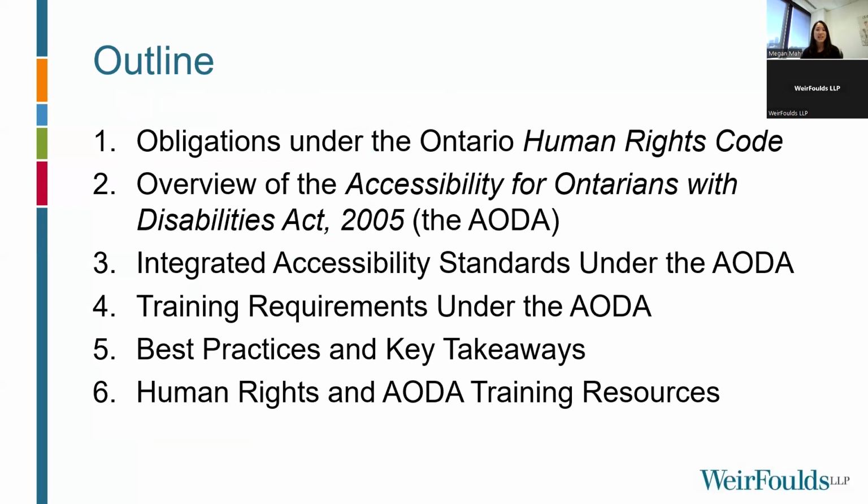So I've set out on the screen an outline of what I wanted to cover with you today. Generally speaking, I want to cover the obligations under Ontario's Human Rights Code. I want to provide an overview of the Accessibility for Ontarians with Disabilities Act 2005, which we also call the AODA for short. I'll discuss some of the integrated accessibility standards under the AODA, some training requirements under the AODA, and finally, I'll leave you with some best practices and key takeaways, as well as some training resources under the AODA.